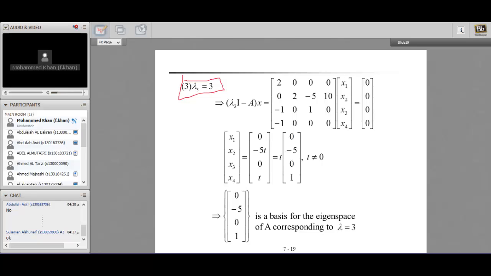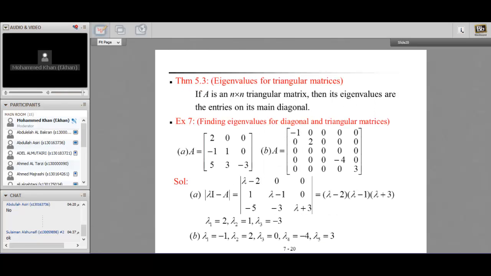In this way we can write the basis for this. So, the eigenvalue of a triangular matrix. If A is an n cross n triangular matrix, then its eigenvalues are the entries on its main diagonal. So this is the property that we show.